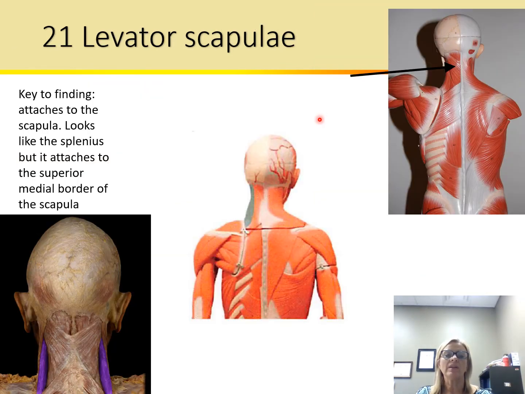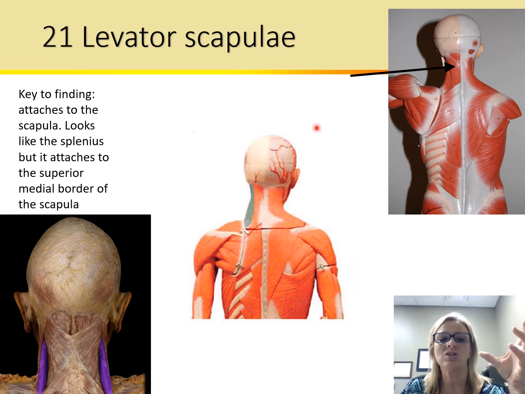All right, so here we have the Levator scapulae, and basically that means it elevates or lifts the scapula. So it is the scapula lifter. That's what its name means, scapula lifter. So what do you think it does? Well, it lifts up the scapula. So this is going to be deep to the trapezius, kind of strap-like. The origin is C1 to C4 on the transverse process of your vertebrae. So hopefully you learned your skeletal vertebrae. Insertion is going to be the medial border of the scapula above the spine there. The key to finding this, it is going to attach to the scapula. It looks a little bit like the splenius, but it attaches to the superior medial border of the scapula.